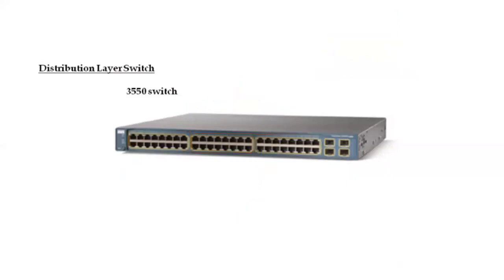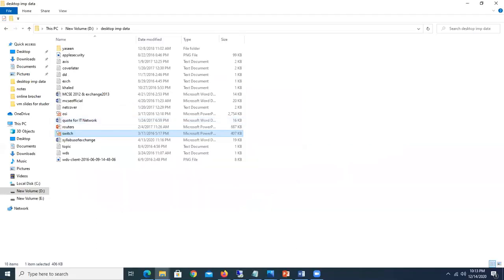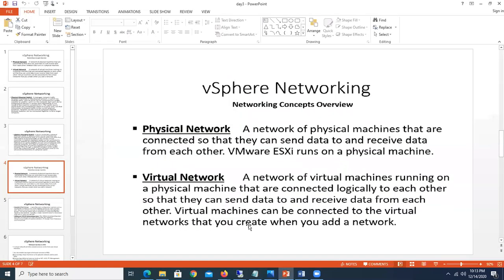Okay. Apart from that, if you work on core level switches, you may have a lot of categories. A switch doesn't mean you only have 8 ports or 16 ports. You may have 24 ports, 32 ports, 64 ports, 128 ports, 240, 360, 720. You may have this kind of switch. That is physical.